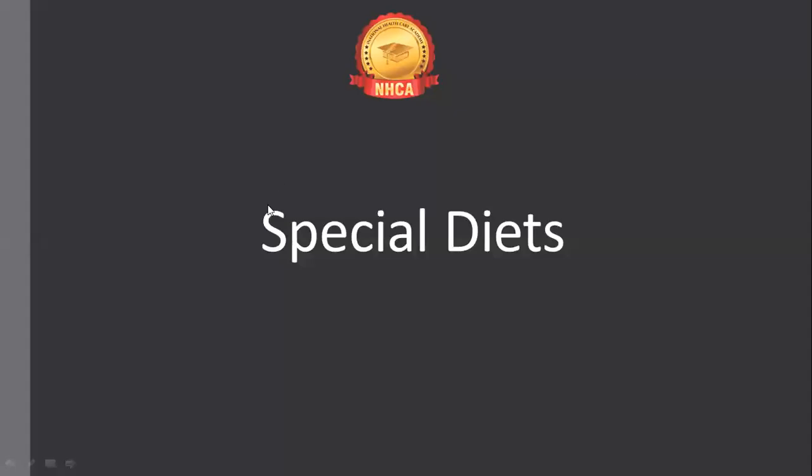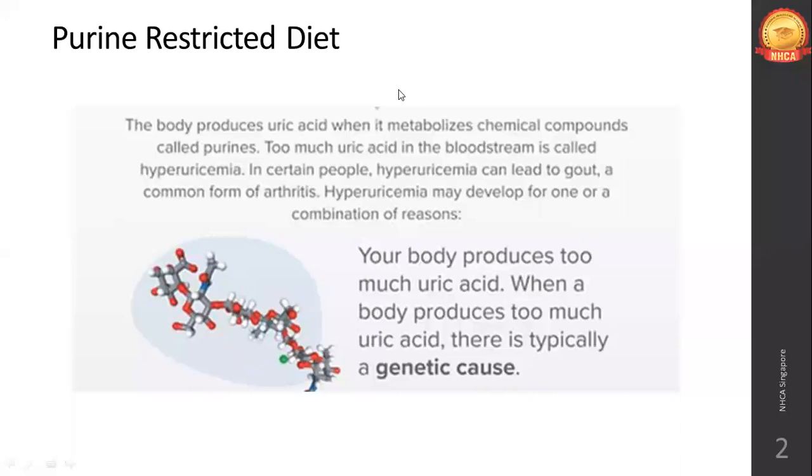Special Diets, Chapter 24, Dietetics textbook. So first is the purine restricted diet for patients who suffer from gout.